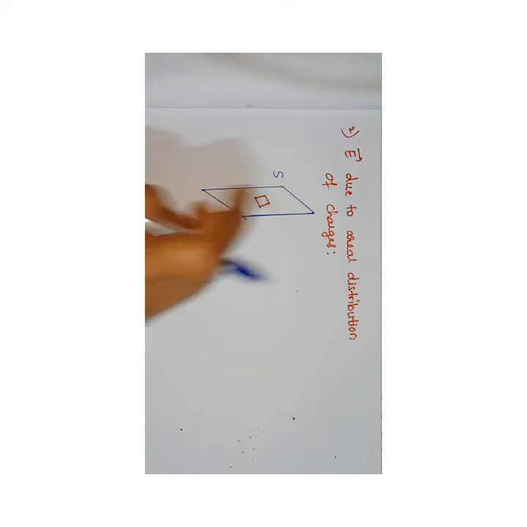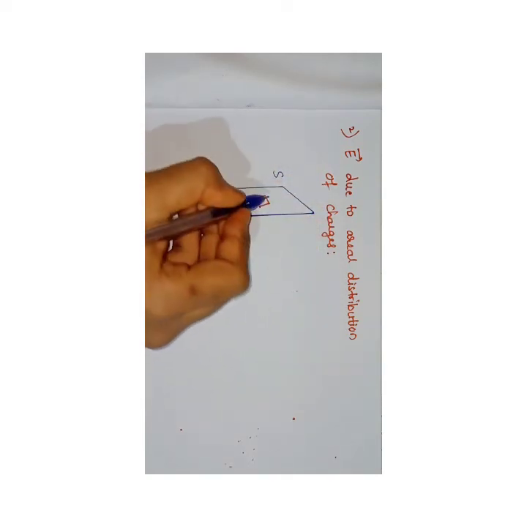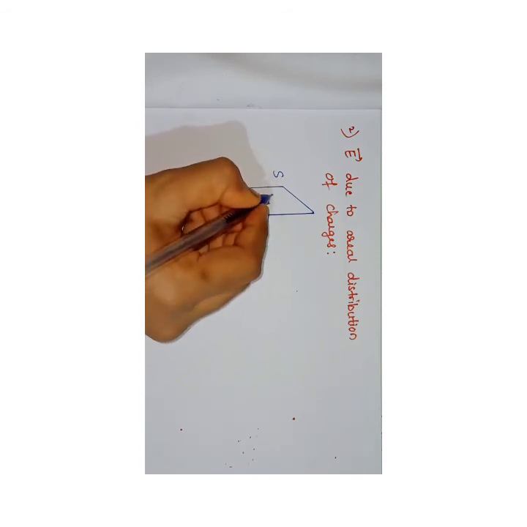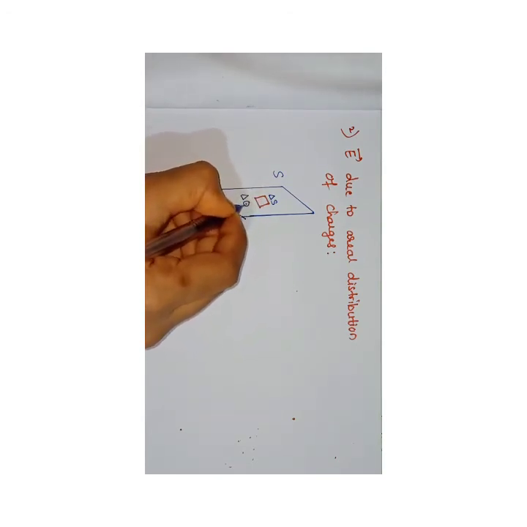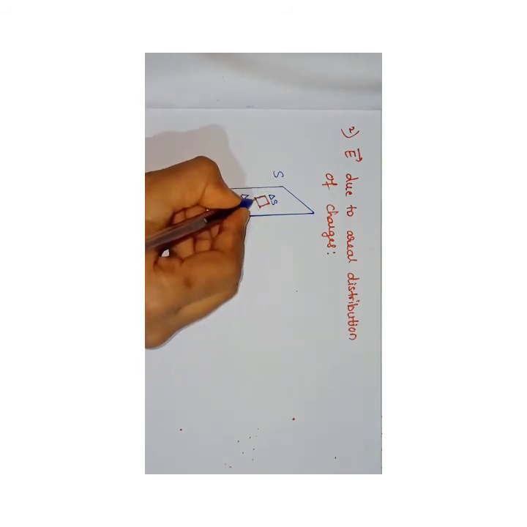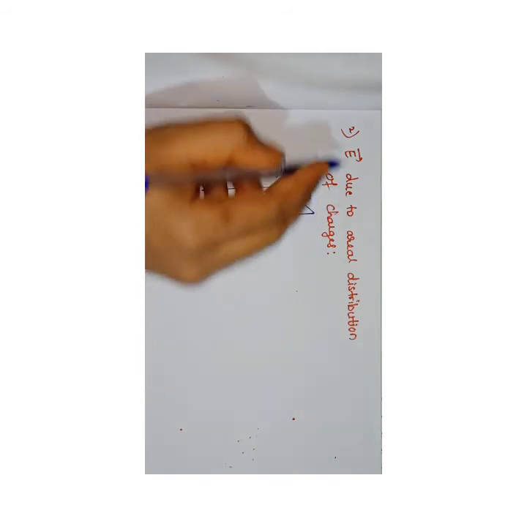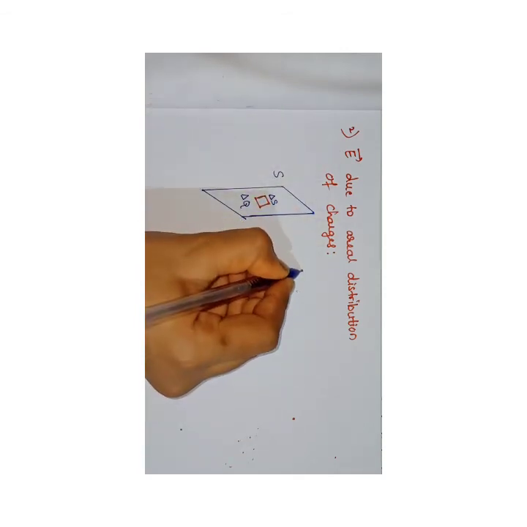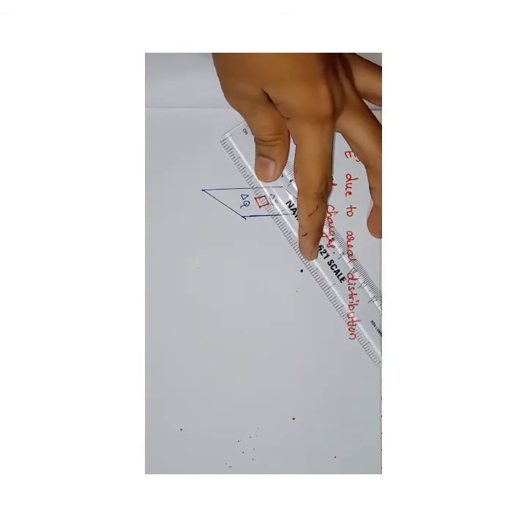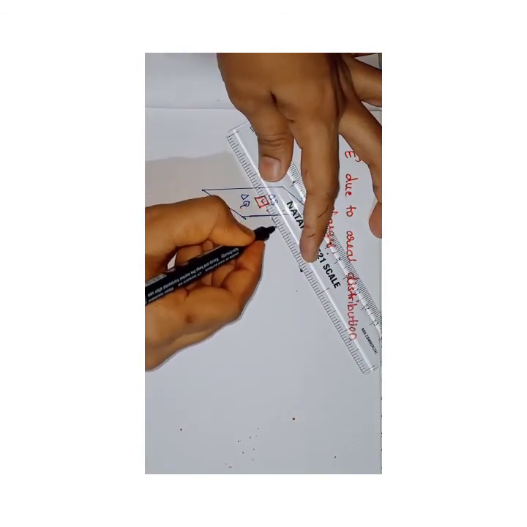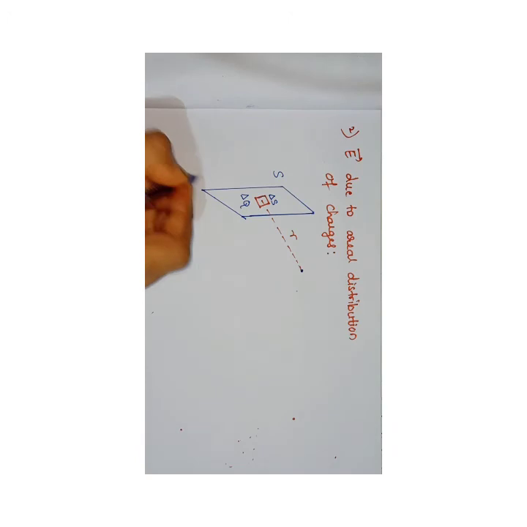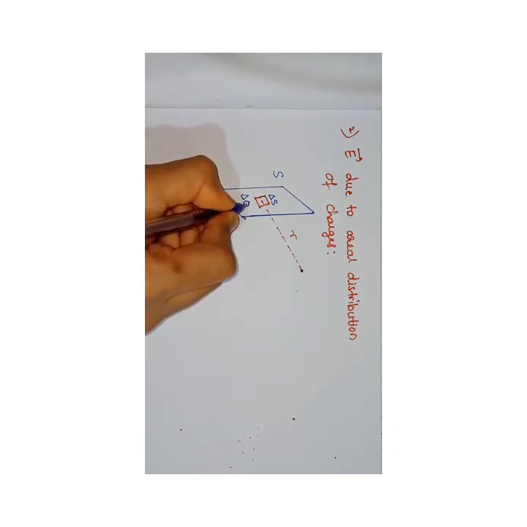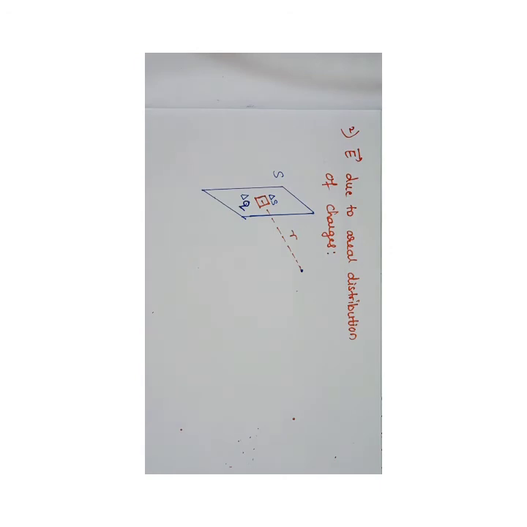For that I have considered the same diagram having surface S. In that surface I have taken a small surface area, which we will mention as delta S. How many charges are present here? Delta Q. Now due to this small surface delta S, we have to calculate the electric field at any point. I'll consider a point here. The distance we are taking here is R, as usual.